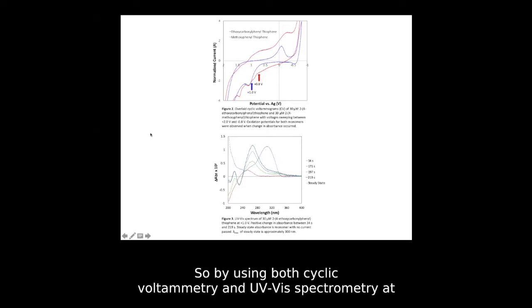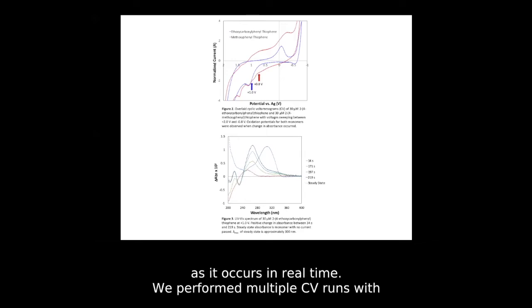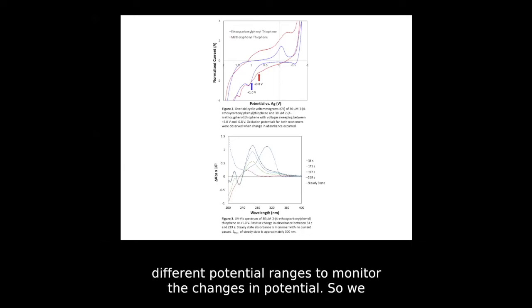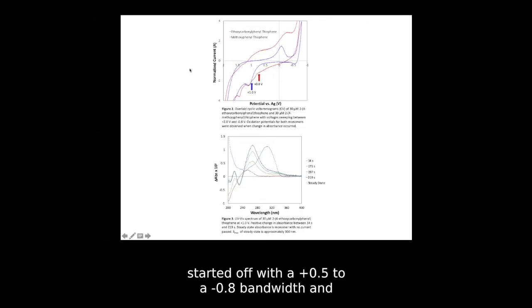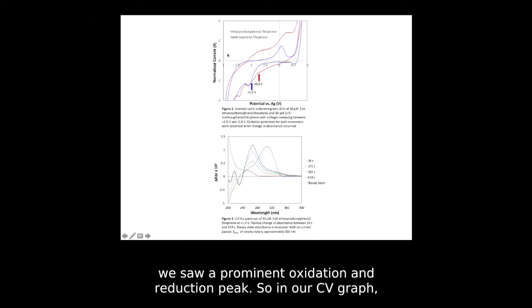And so by using both cyclic voltammetry and UV-vis spectrometry at the same time, we can monitor the progression of the dimerization reaction as it occurs in real time. And we perform multiple CV runs with different potential ranges to monitor the changes in potential. And so we started off with a positive 0.5 to a negative 0.8 bandwidth, and then increased the positive voltage by 0.5 for every run until we saw a prominent oxidation and reduction peak.